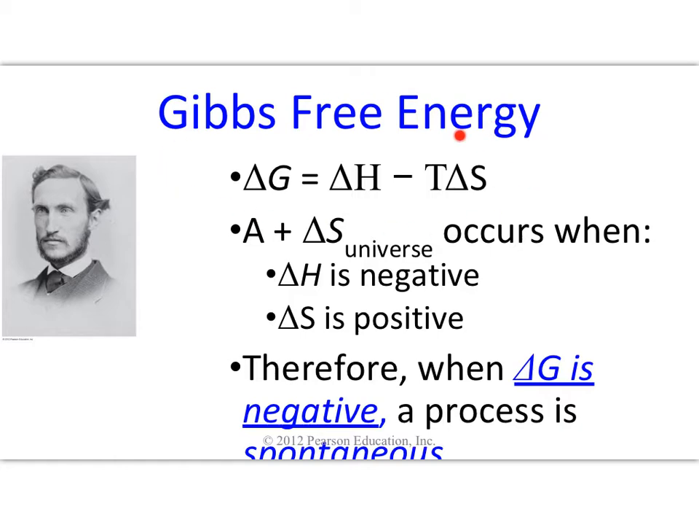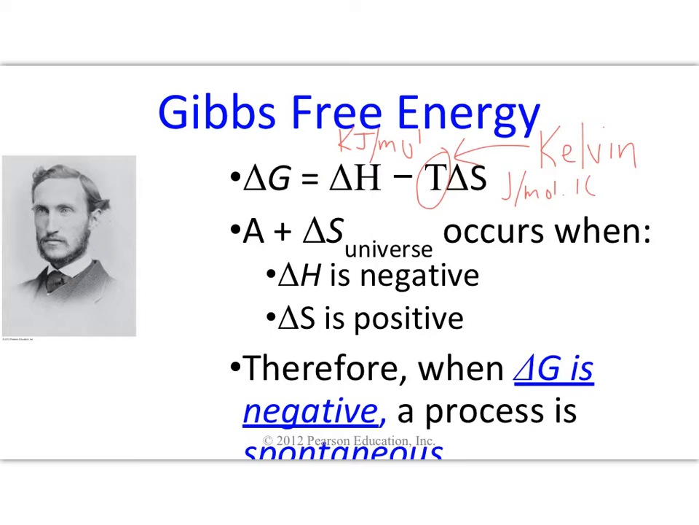And that equation is listed right here. Delta G, which is Gibbs free energy, is equal to delta H, so our enthalpy change, minus T delta S. And the important thing to remember in this equation is that temperature has to be in Kelvin, and that delta G and delta S have different units. Delta H has kilojoules per mole, delta S has units of joules per mole Kelvin.